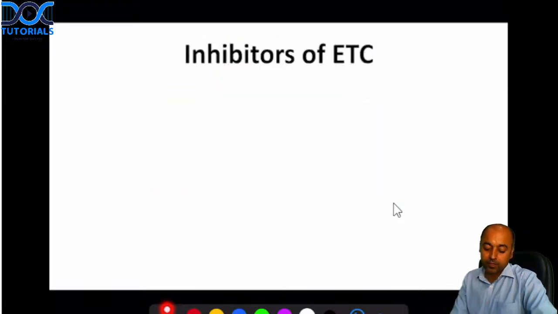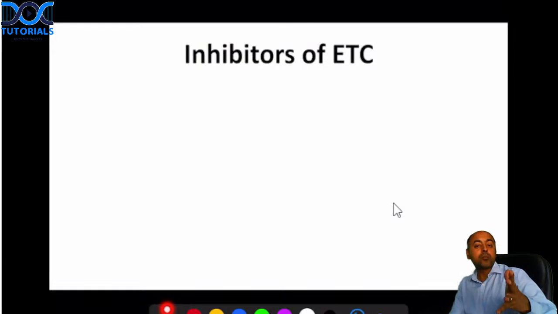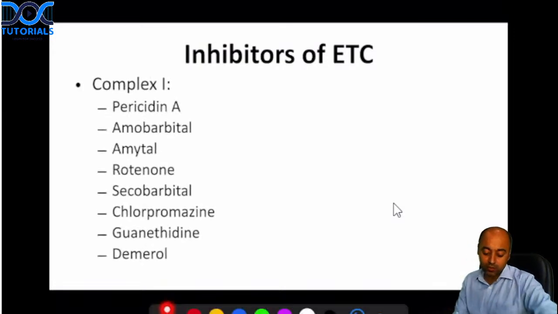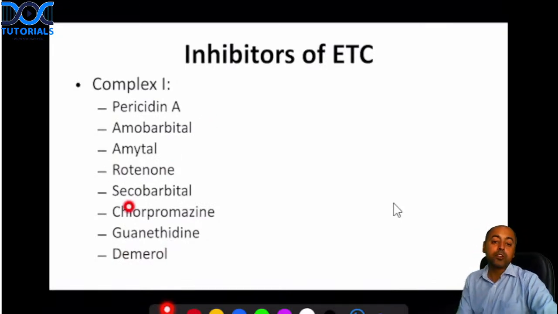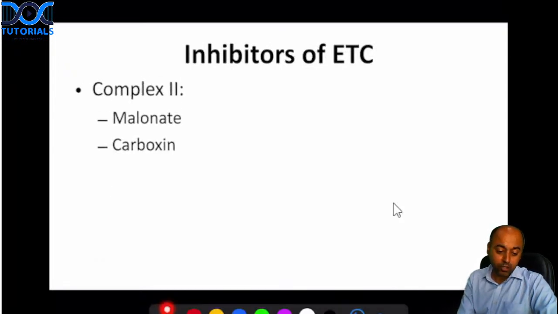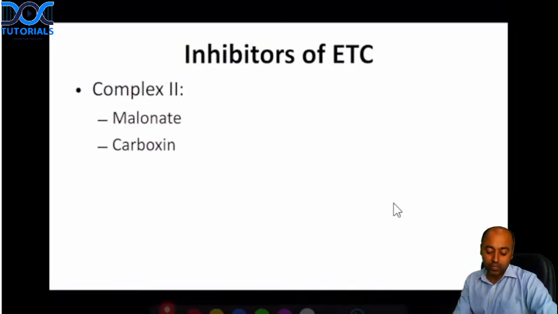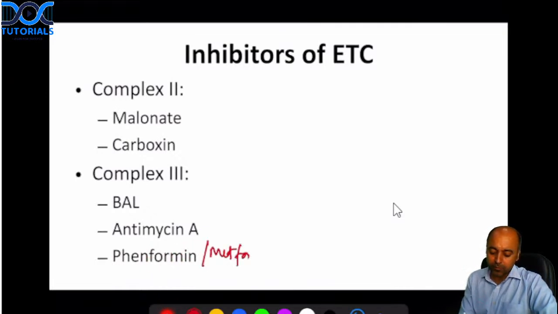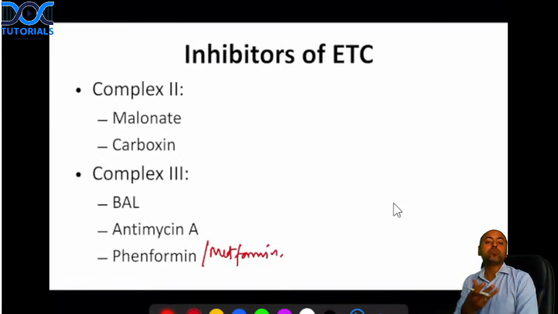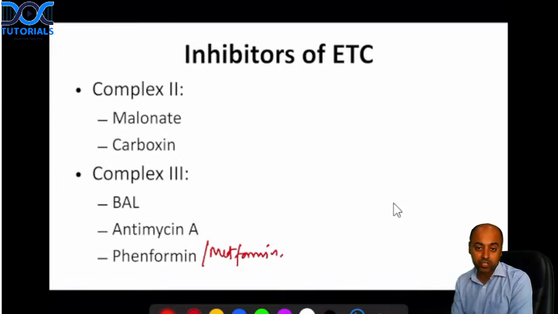Very quickly we'll go through the list of inhibitors of electron transport chain. You can see important molecules here. The demerol is there, the amobarbital is there, rotenone is there. These are inhibitors of complex 1. In complex 2, the important molecule is the malonate. In complex 3, the important molecule is the fenformin. You can also write here the metformin, but they will be able to inhibit the complexes only when they are in significant concentration.